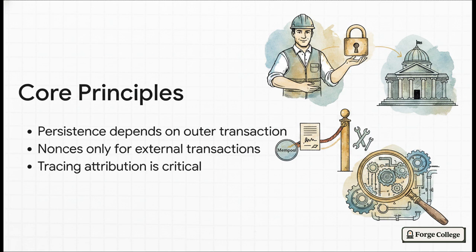And Principle 3. Tracing attribution is absolutely critical. Knowing whether an internal write was done directly, via a call in the callee's storage, or via a delegate call in the caller's storage is exactly how you successfully debug state diffs.